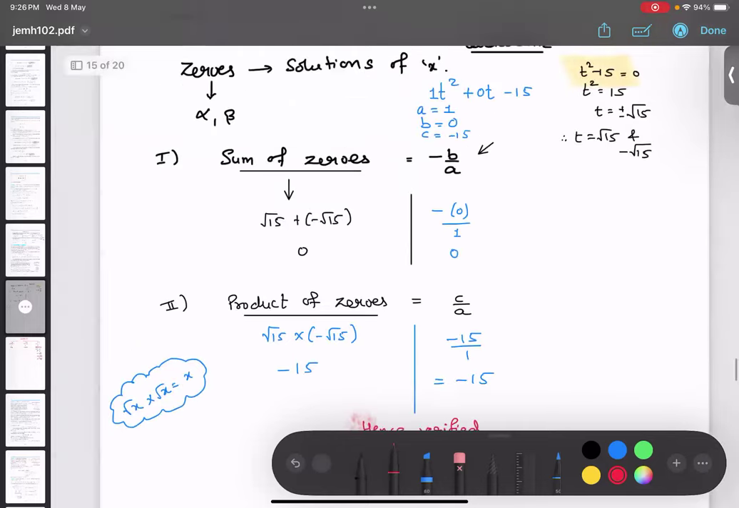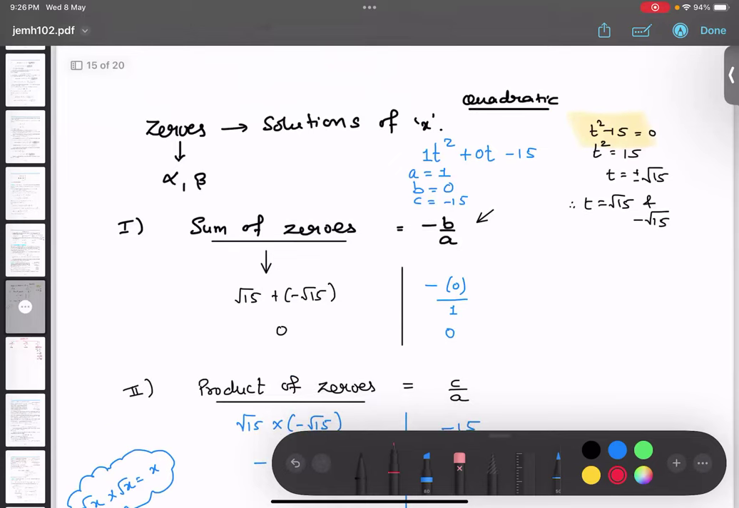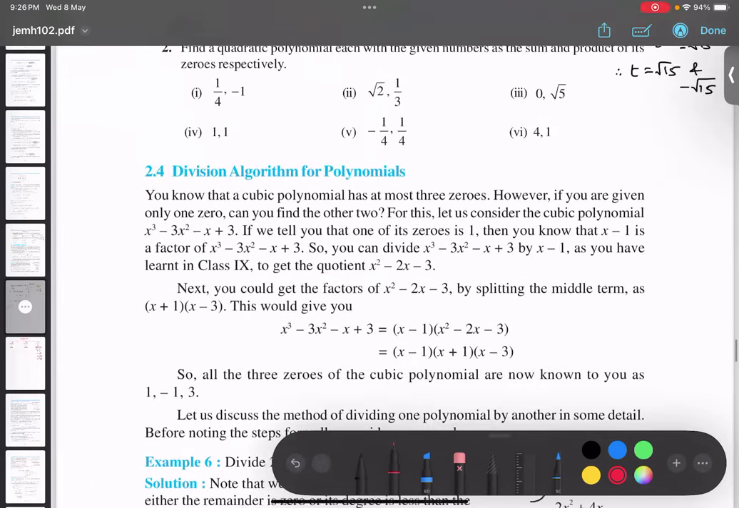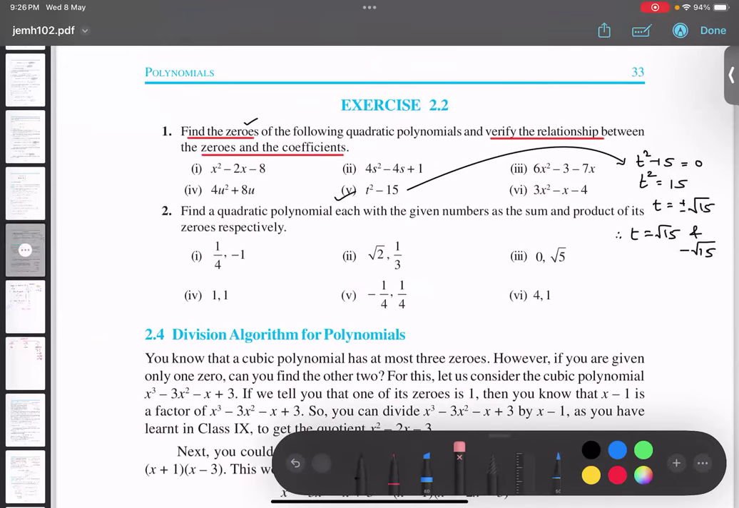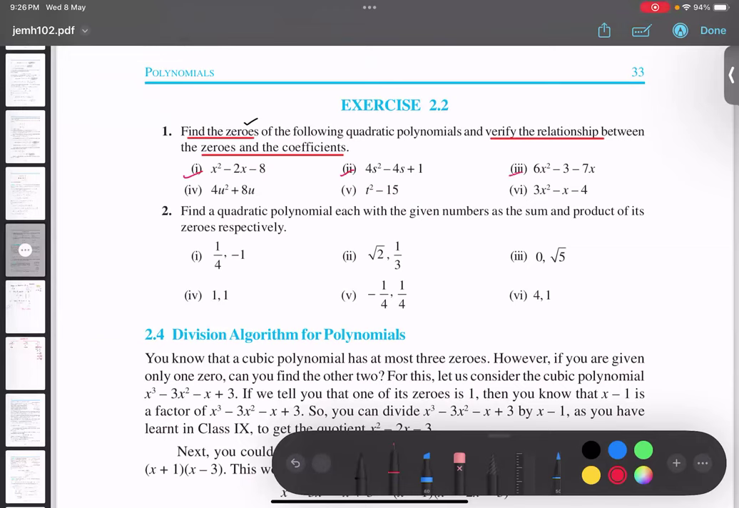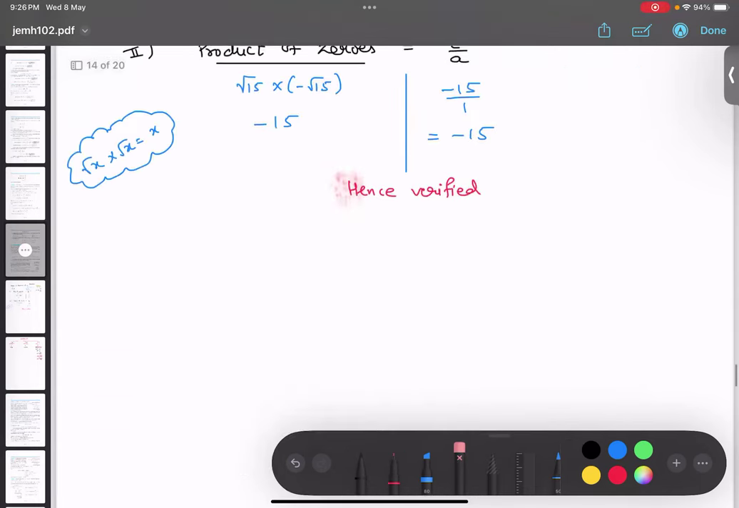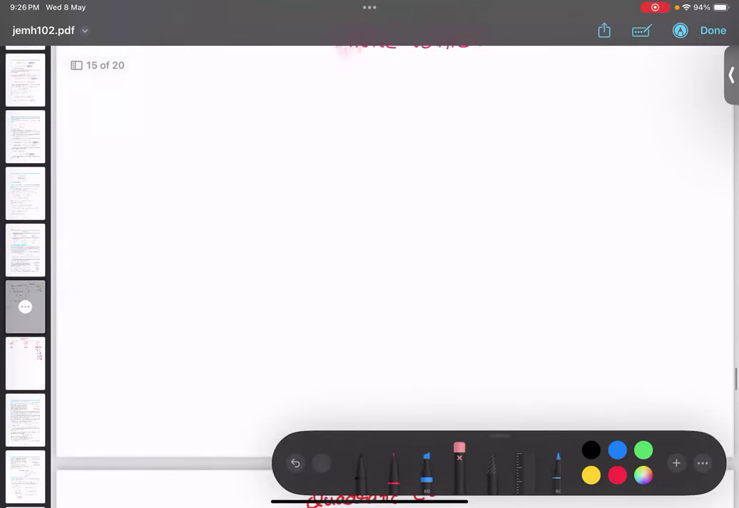So this is the question which you asked me. Let me just go back. Any doubt in this? No. So in this case, middle term splitting we will do. These two are different questions. So let me just solve the fourth part also for you: 4u square plus 8u. Very good. I'll just write down the question.